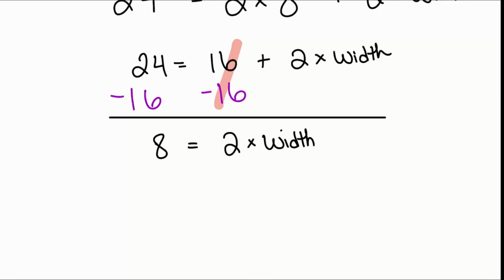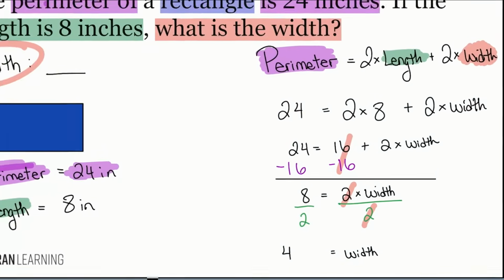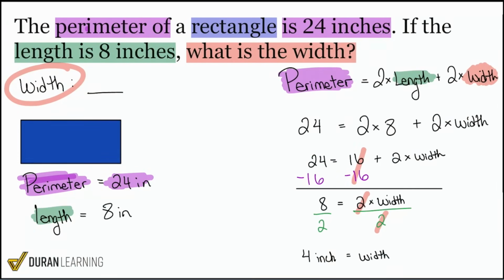And the way that we're going to get rid of the 2 is by dividing both sides by that 2. Simply because, remember that we do the opposite operations. That's multiplication. So the opposite is division. So once we divide, that cancels out on the right. 8 divided by 2, that's going to leave us with 4 what, everybody? 4 what is going to be our width? Correct. In this problem, it's going to be 4 inches. That's going to be our width.